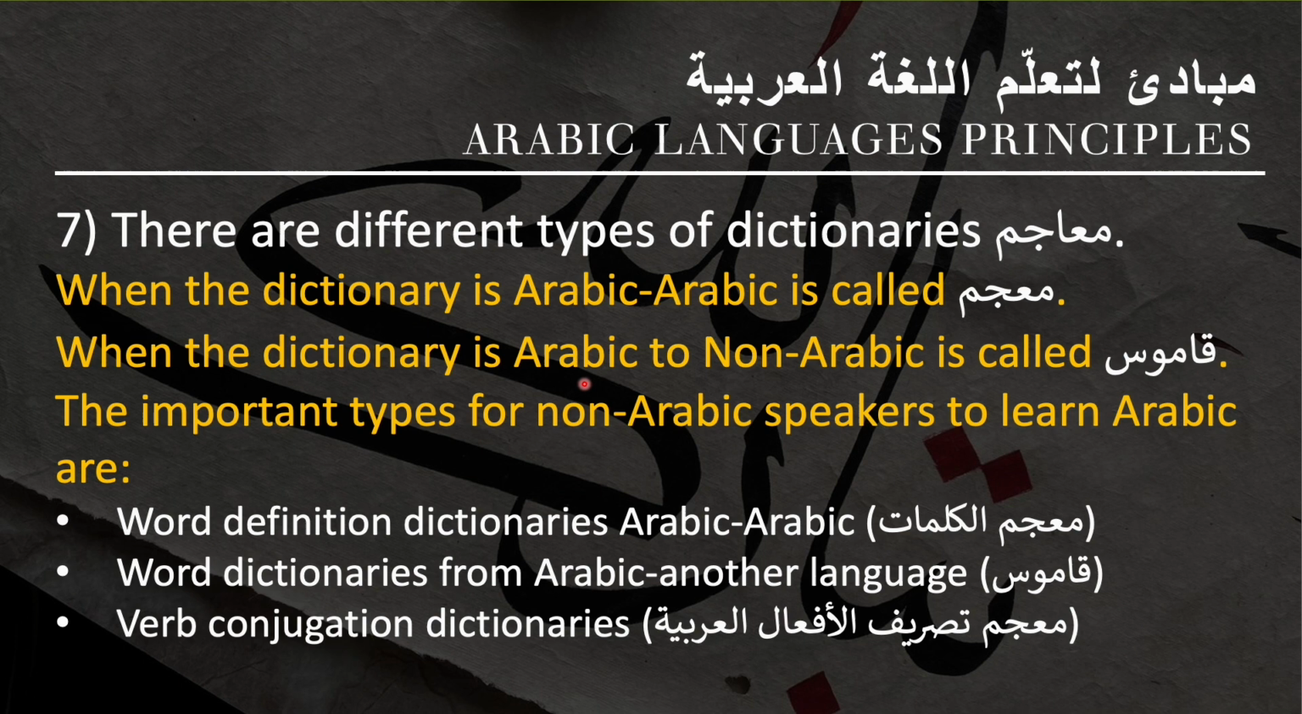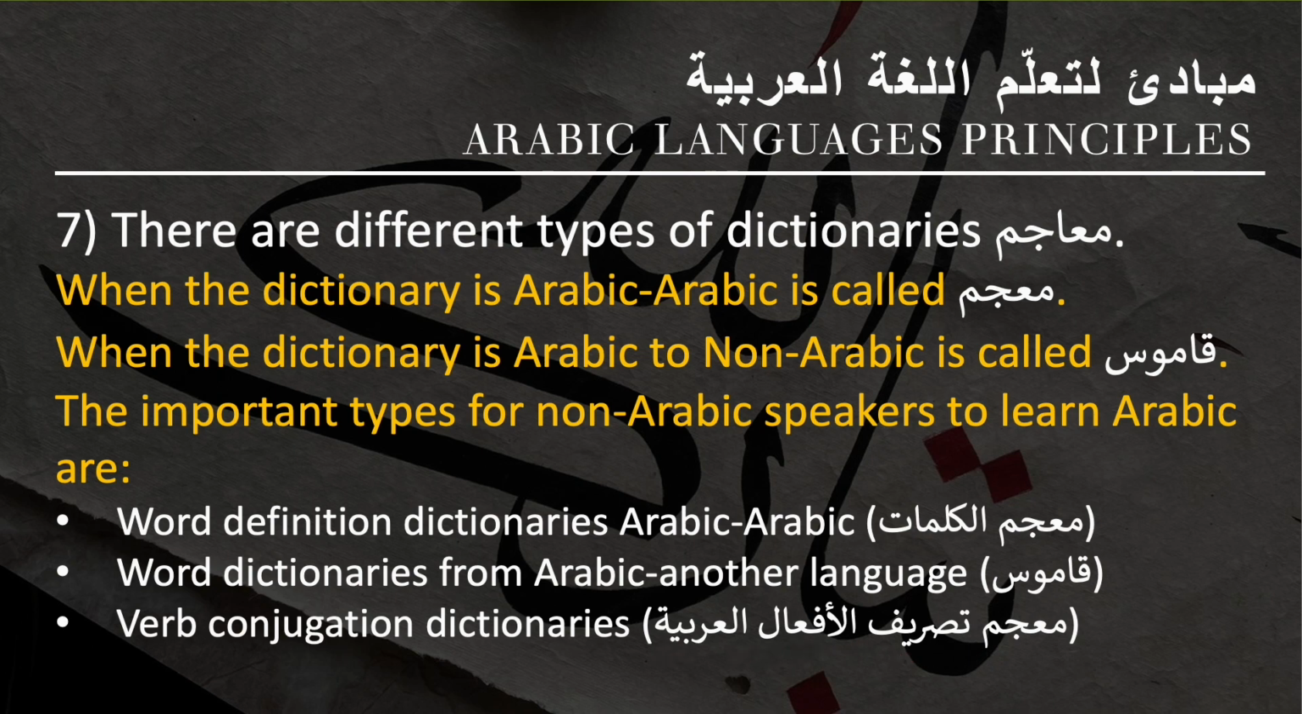When the dictionary is from Arabic to another language or from another language to Arabic, it is called قاموس. قاموس is a very specific word for this type of dictionary, but you can still call this type also معجم. The important types for non-Arabic speakers, in my opinion, to learn Arabic are word definition dictionaries from Arabic to Arabic called معجم الكلمات, word dictionaries from Arabic to another language قاموس, and verb conjugation dictionaries معاجم تصريف الأفعال العربية.